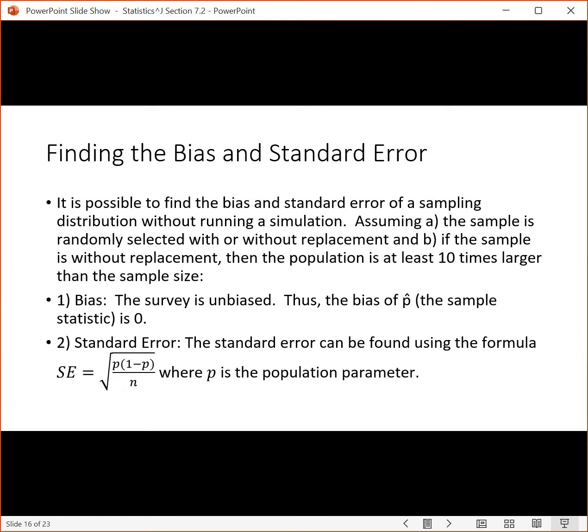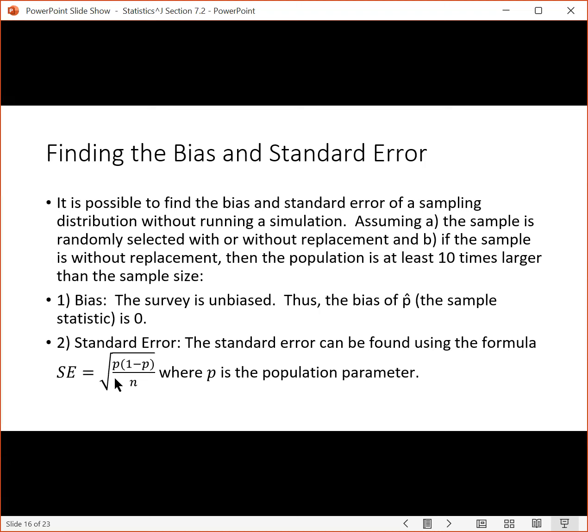Then we can say 2 things. First, bias: the survey is unbiased, right? If it's randomly selected, then it's unbiased. And so again, we can expect that the mean of a sampling distribution would be the same as the population parameter. And then second, the standard error: we can use this formula to calculate the standard error, right?